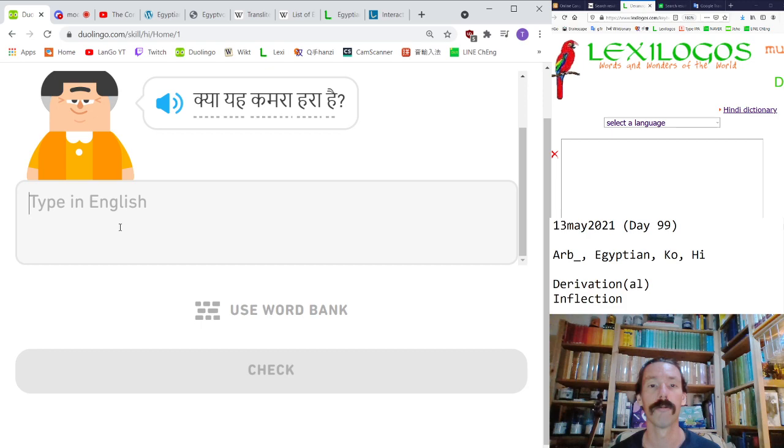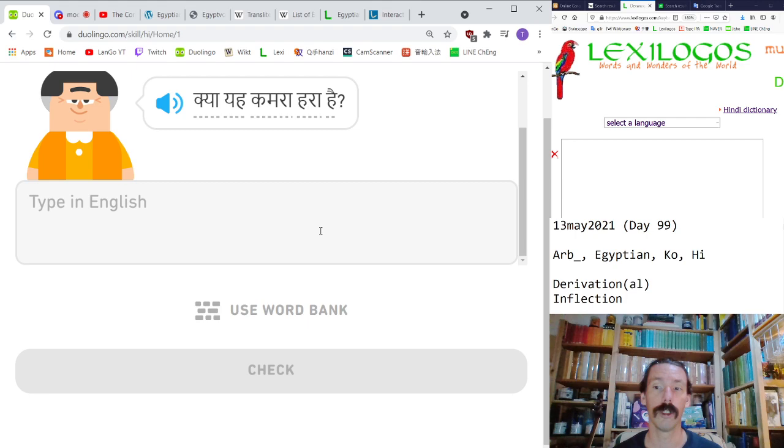Kya yah kamra hara? What's this hara? Oh, Ricochet has responded. Heya is room, and then yotsu arimasu. Heya ga yotsu arimasu. Do I know this kanji for heya?